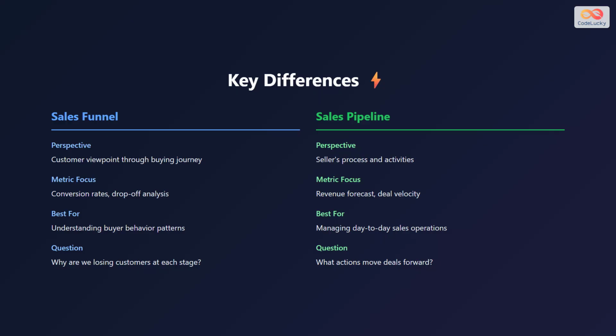The sales funnel typically has 4 key stages. First is awareness. Potential customers discover your product or service. Second is interest. They learn more and evaluate whether it meets their needs. Third is consideration. They compare your solution with competitors. And fourth is decision. They make the final purchase choice. Each stage represents a critical moment where customers can either move forward or drop out.